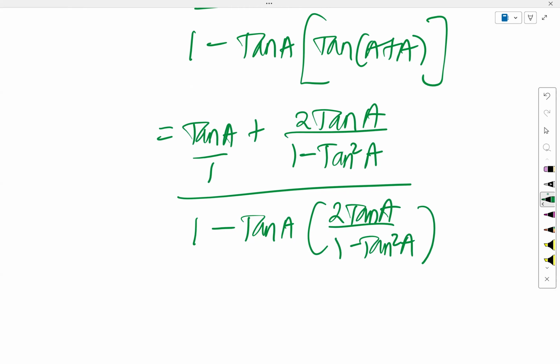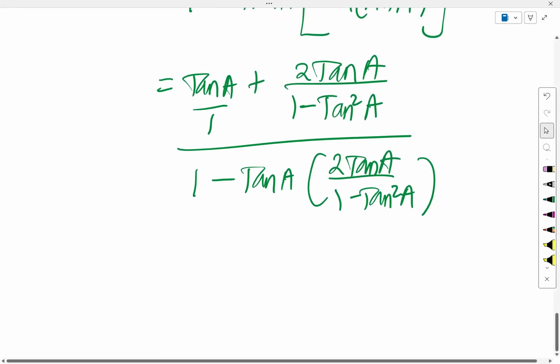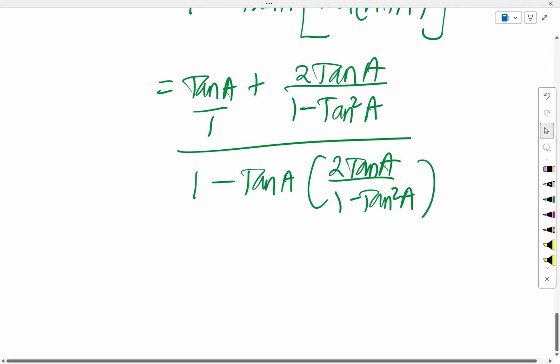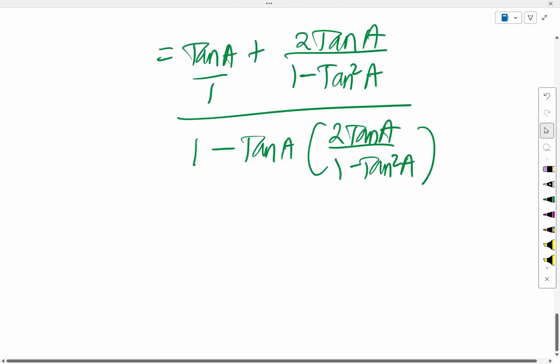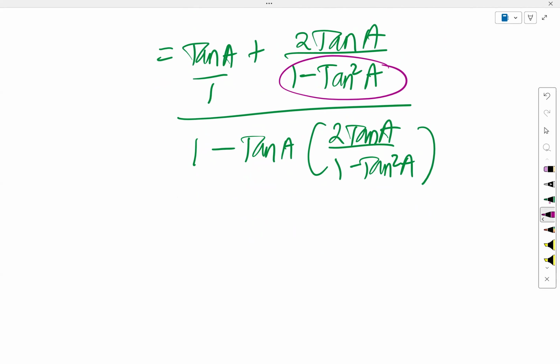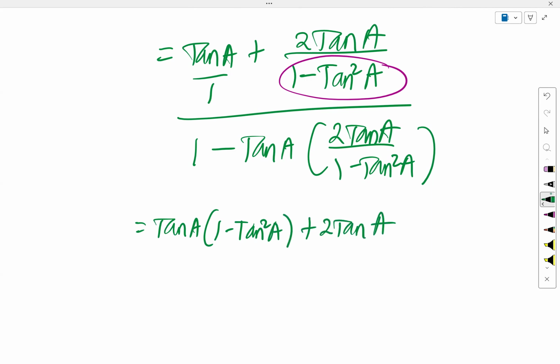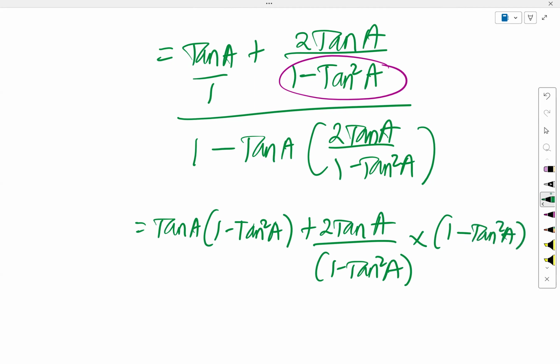And then we can put everything together. Of course, now we see an LCM here. The LCM is 1 minus tan squared A. By multiplying every term through by 1 minus tan squared A, we get rid of fractions wherever they exist. So here we have tan A into 1 minus tan squared A, then plus 2 tan A all over 1 minus tan squared A multiplied by 1 minus tan squared A, right?